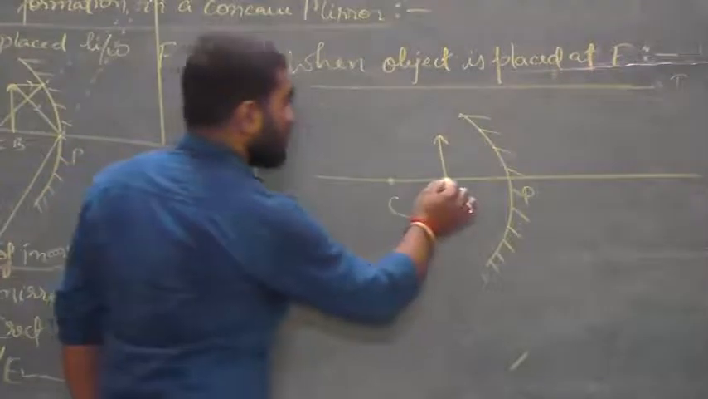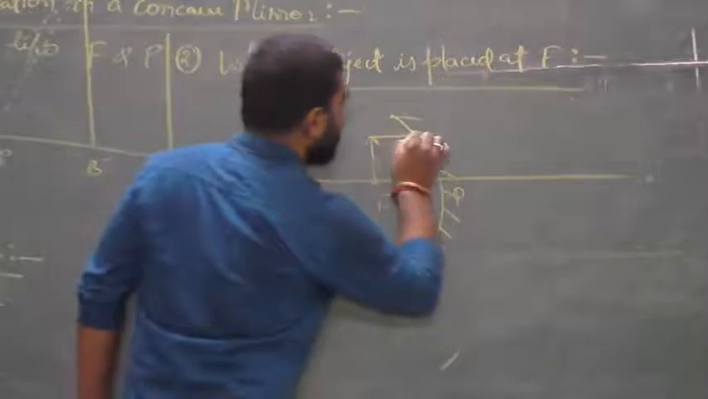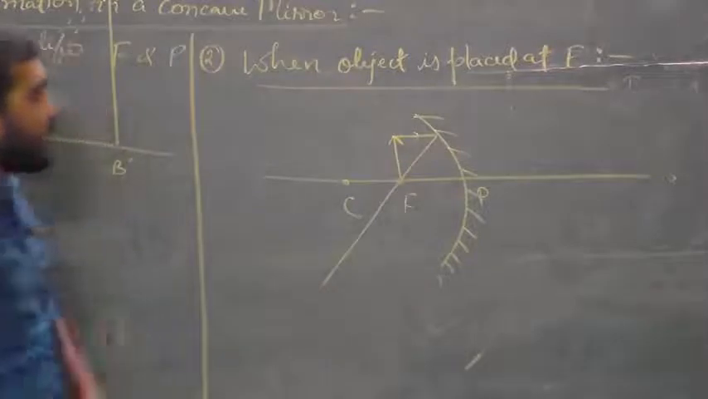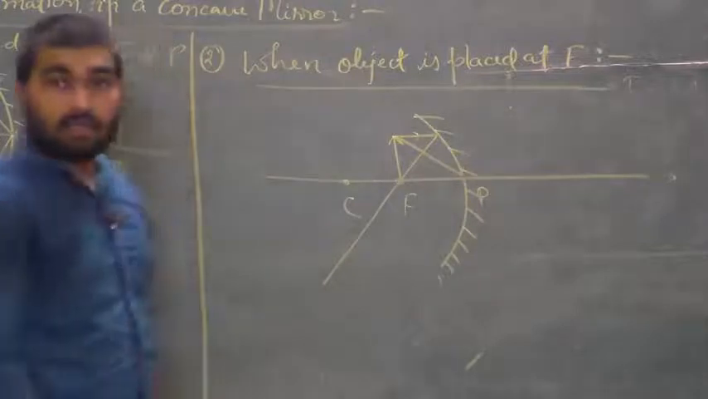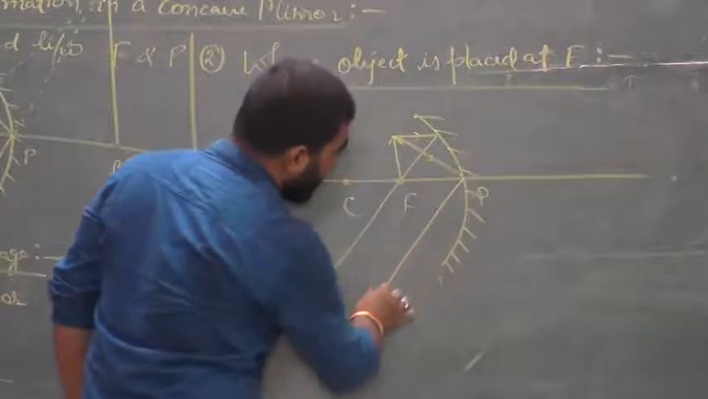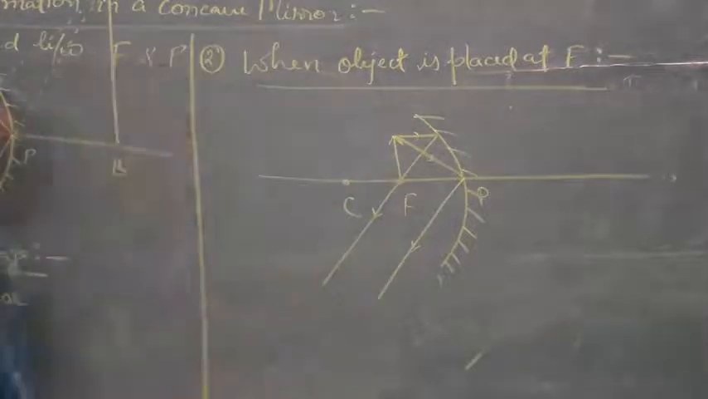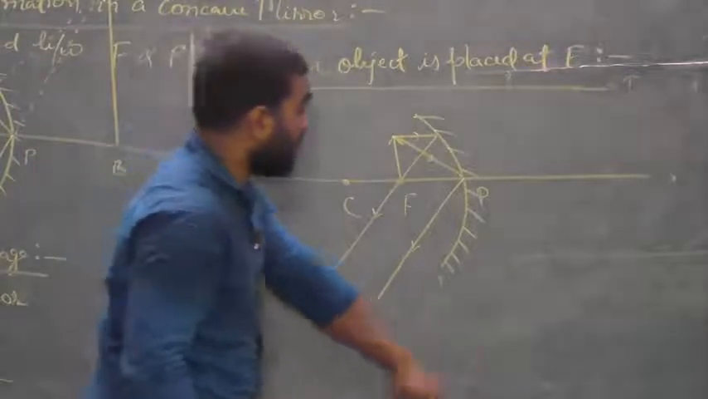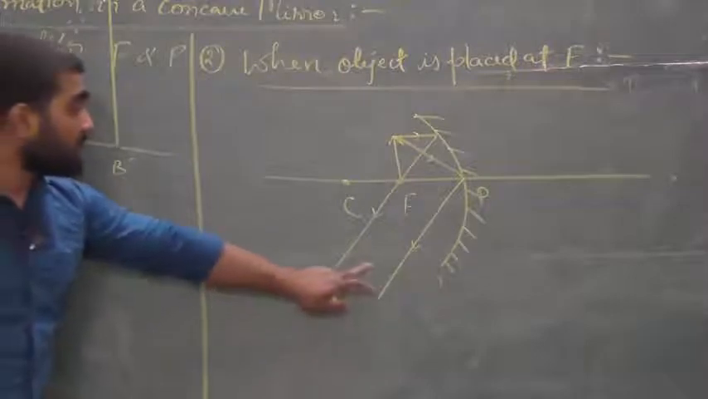Here also we will use two rules of image formation. In the first rule, when the ray of light is falling parallel to the principal axis, then it will go through the focus, and when the ray of light is falling obliquely on the pole, then we can see it will come back with the same angle. And you can see both reflected rays are going parallel to each other. Then where will the image be formed? The image will be formed at infinity.